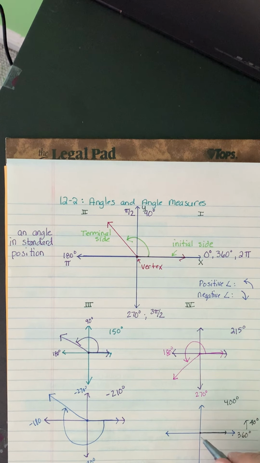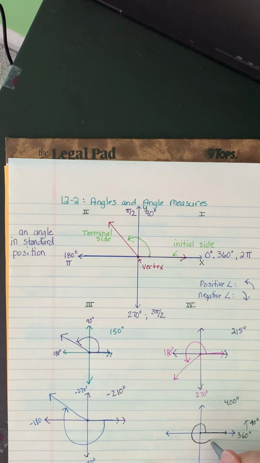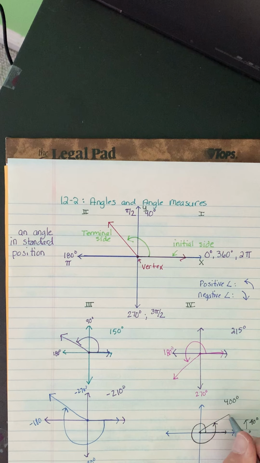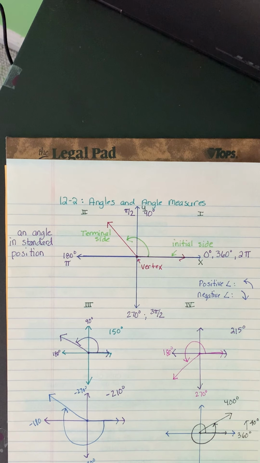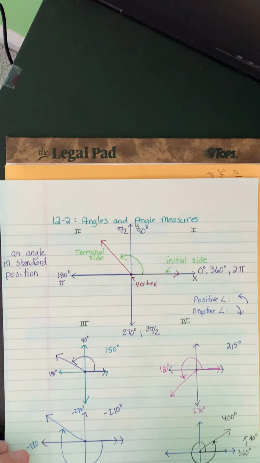Okay. And I'm going to show that I went around by doing this complete circle here. See? Go around and then just come up to about here and stop. And that's where I'd put my angle. Okay, 400 degrees. So that's the basics of angles and angle measures.